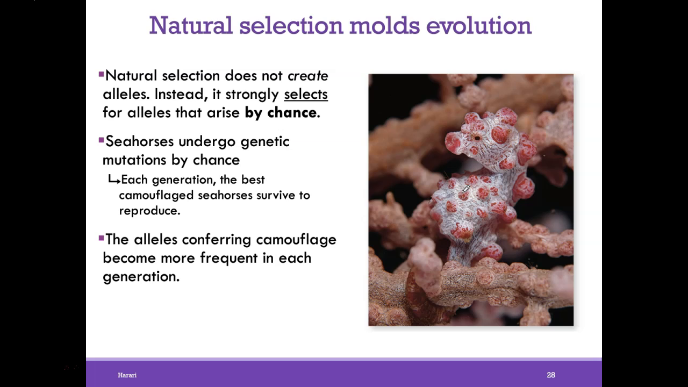So again, this is an important concept, right? It's not like this seahorse said, oh, the environment here is pink, let me turn pink, right? Let me be pressured to turn pink. No, it just so happened that every white seahorse was just eaten, and the one with the random pink mutation was allowed to survive.